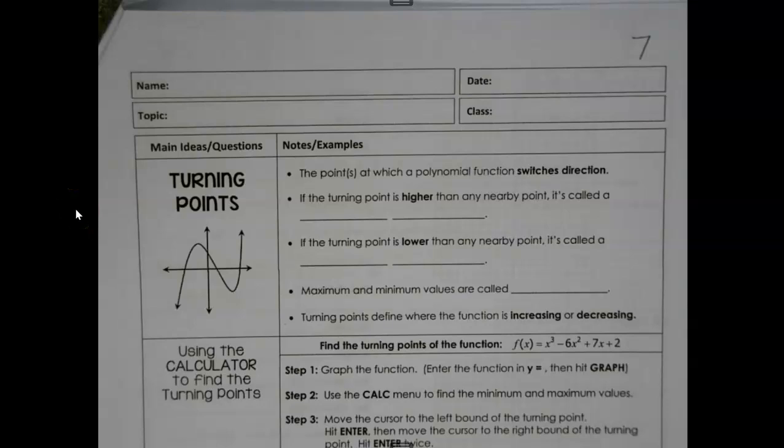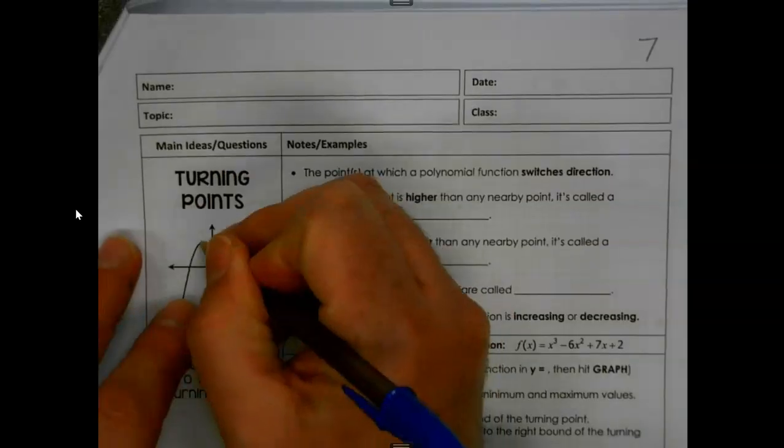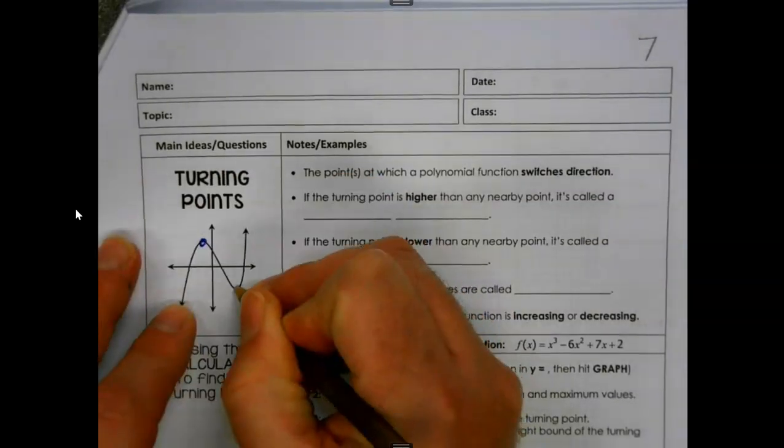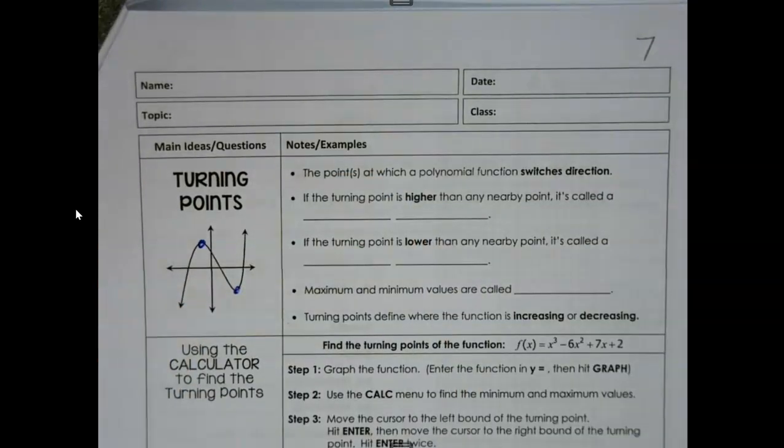Things called turning points. Now, it kind of is self-explanatory. The point at which a polynomial switches direction. Okay, what does that mean? That means that as you're moving along on a graph, at a certain time, let's say on this one we've got on the screen, I start with my finger here and I start to go and I'm moving up. At a certain point, I stop going up and I start going down, kind of like a roller coaster.